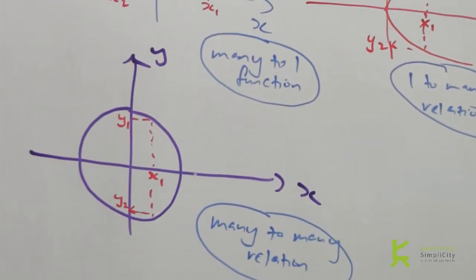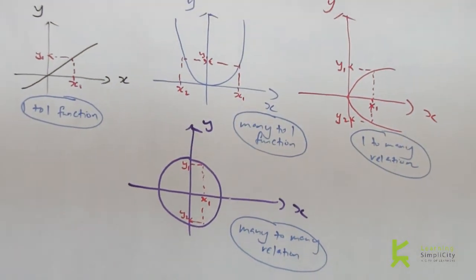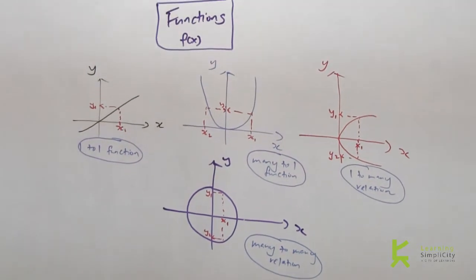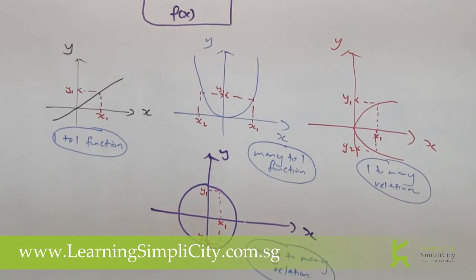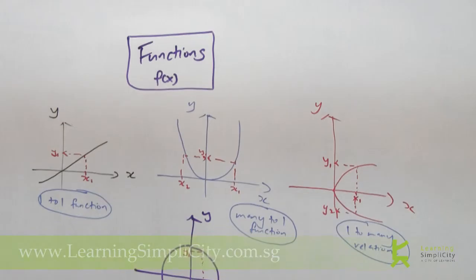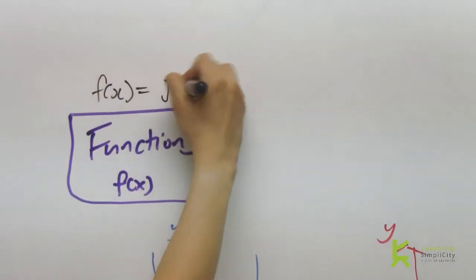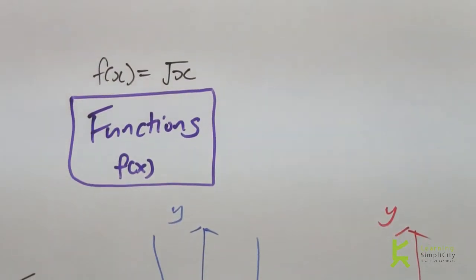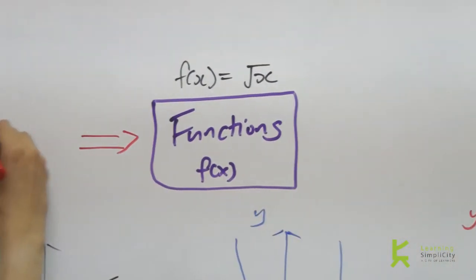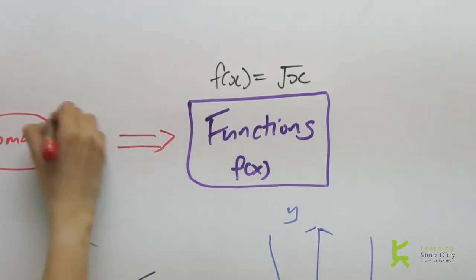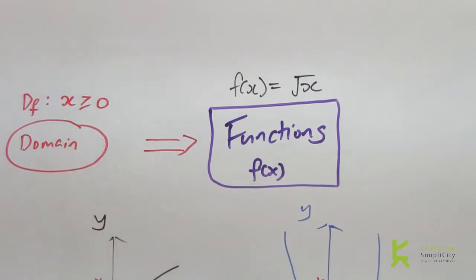So once you are clear about how to define a function, now let's move on to define a function properly. To define a function, we always take note that we have to define the rule, which is the equation of the function, as well as the domain of the function. Let's take an example of f(x) equals square root x. The domain of a function is a set of all x values. In the example given, I've given the domain of f to be x bigger than or equal to 0.